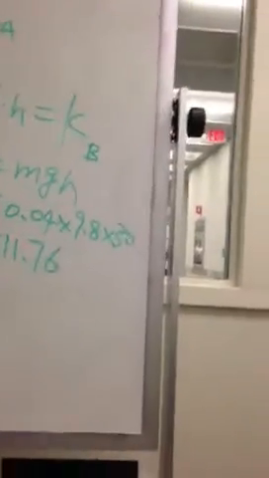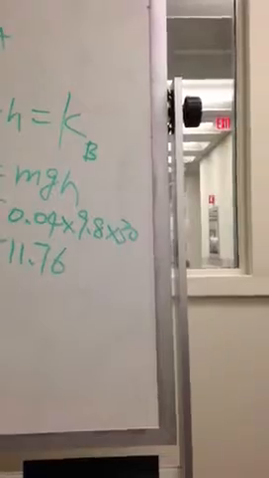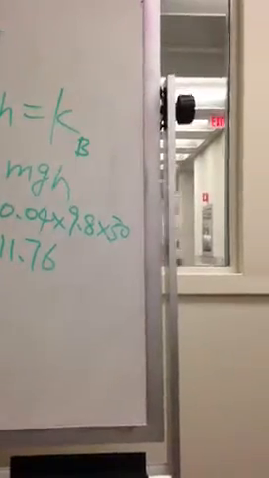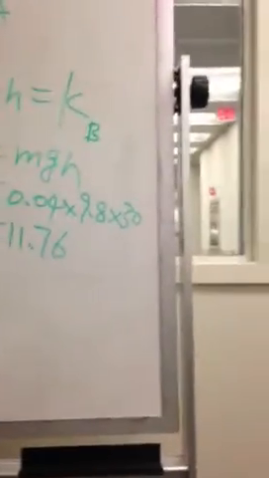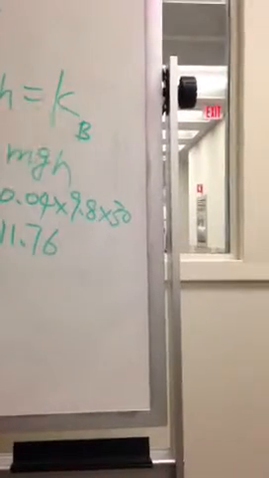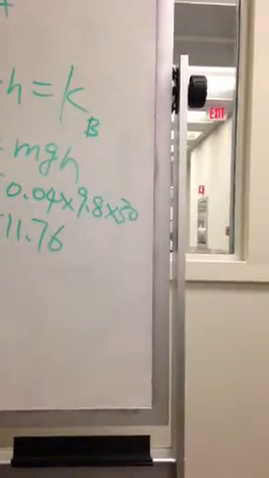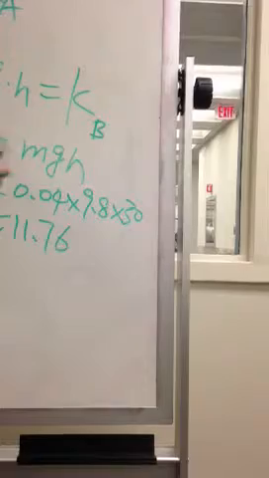Potential energy. K_A plus mgh equals K_B. Do you understand here? You just need to move this over to here, right? K_B minus K_A equals mgh.